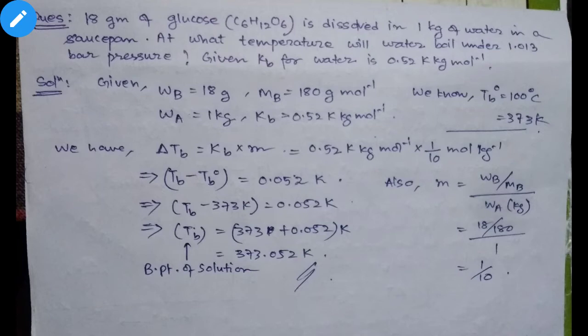So you just see what the question is. 18 gram of glucose is dissolved in 1 kg of water in a saucepan. At what temperature will water boil under 1.013 bar pressure? What is given? Kb for water is 0.52 Kelvin kg per mole.